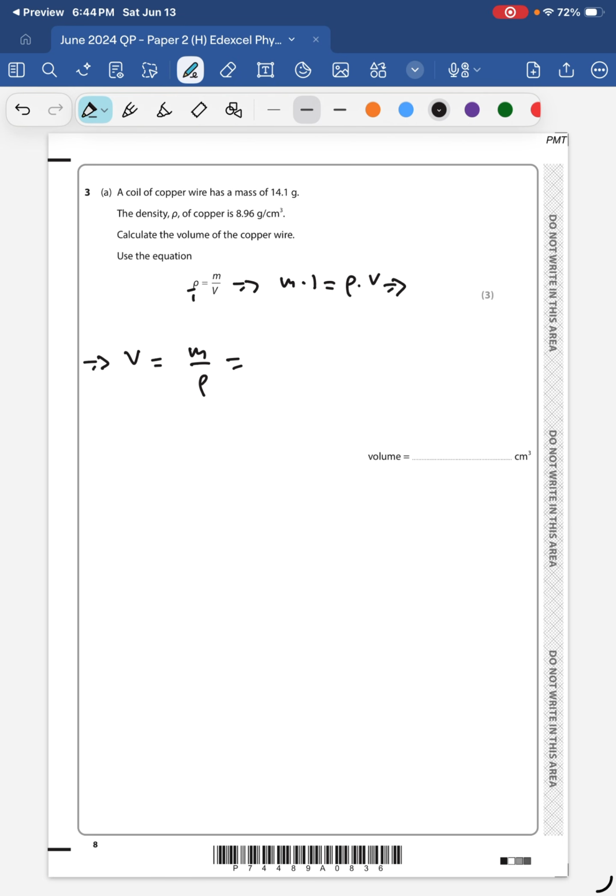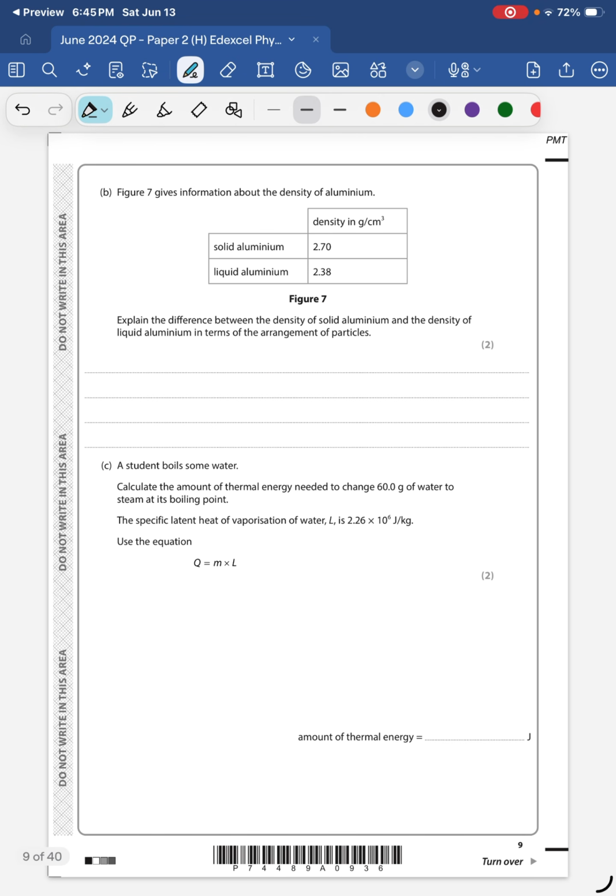Okay. So they need the result in cubic centimeters, and we are given the mass in grams and the density in grams per cubic centimeter. So we're going to write this as 14.1 grams over 8.96 grams per cubic centimeter. Let me do the calculation really quick. So the volume is 1.57 cubic centimeters. Okay, moving on.